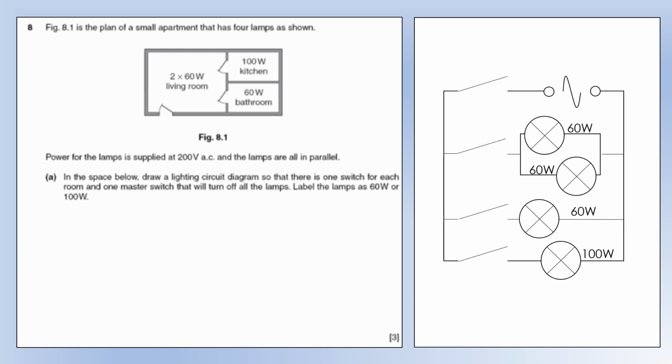Okay, so here we go. The master switch is the one that's in series with the AC power source. We've got the two living room lamps in parallel with each other with one switch to control both. Then we've got the bathroom, and then finally we've got the kitchen, each on separate circuits.